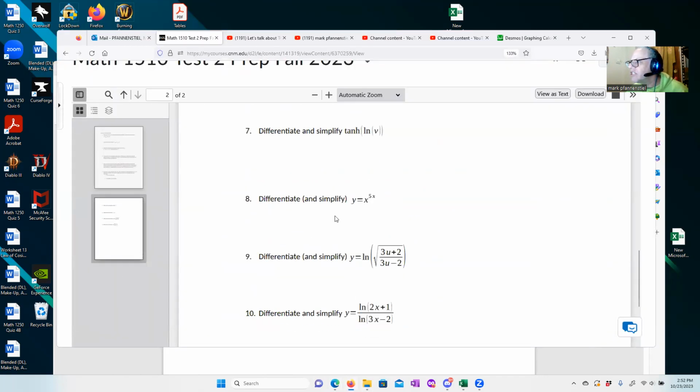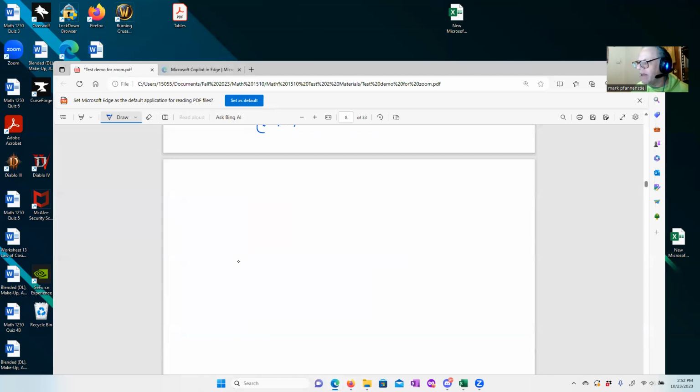So the next one is differentiate and simplify. y equals x to the 5x. Always a fun one. When you have a variable in the exponent, the first thing you want to think is take logarithms. So I want the ln of y is equal to the ln of x to the 5x. Now this is not a calculus thing, this is a logarithm thing. So we're going to have ln of y is equal to 5x times ln of x.